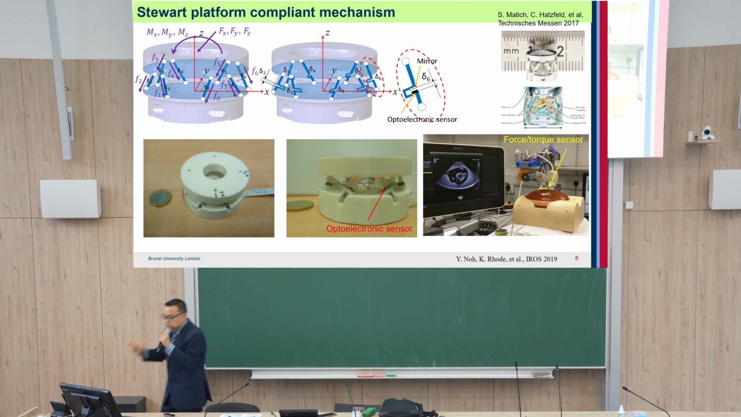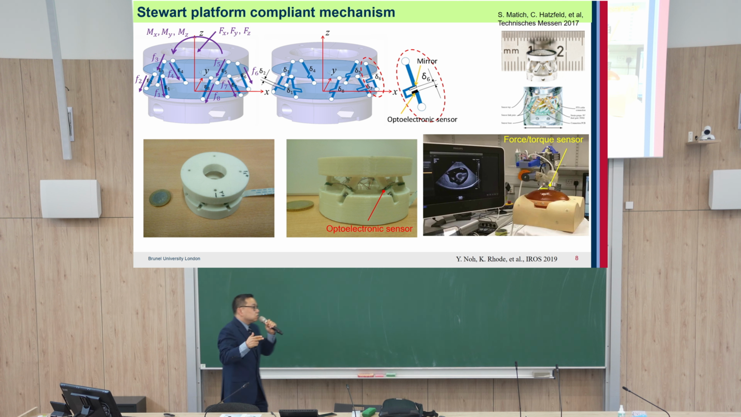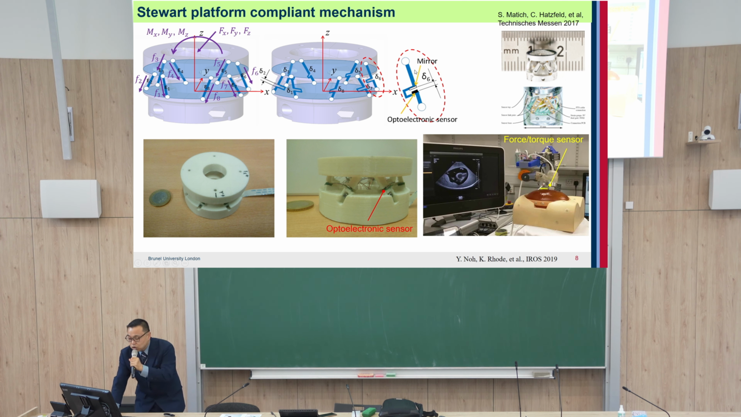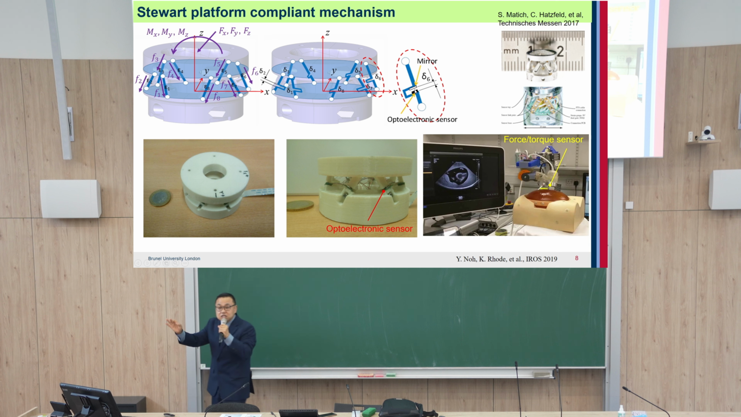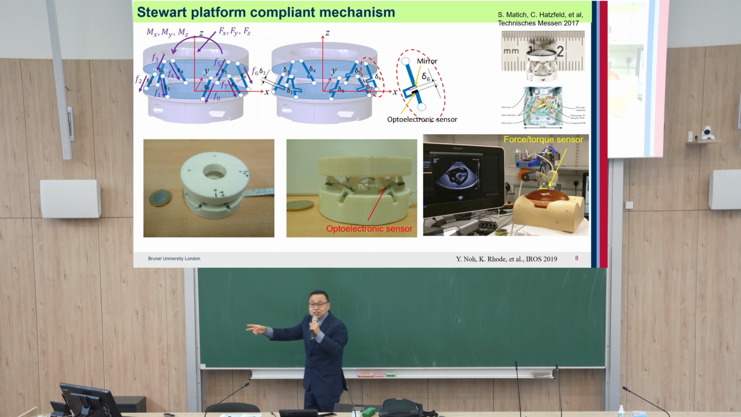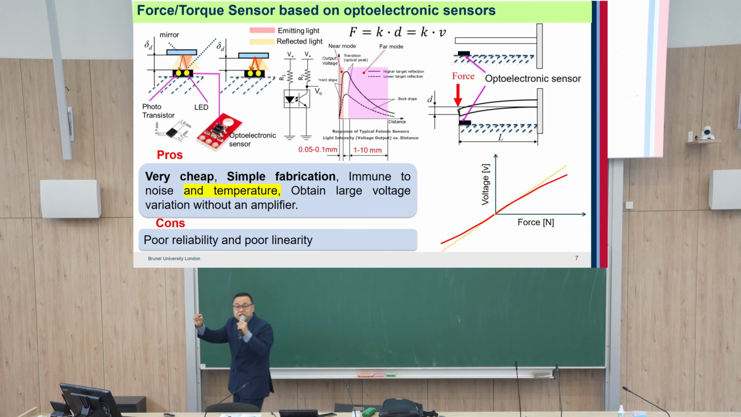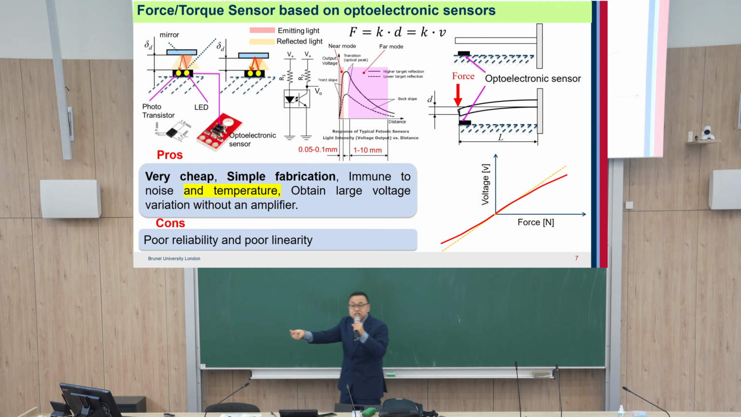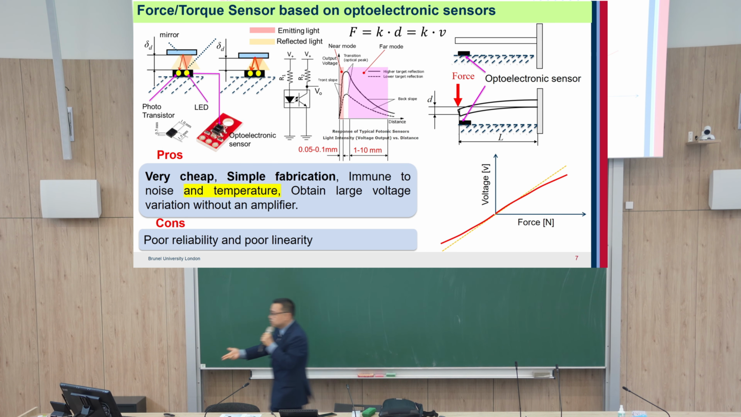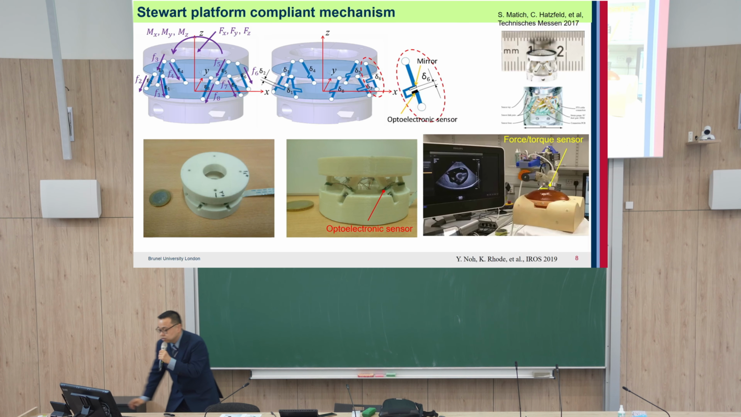However, with an optoelectronic sensor, it can measure displacement, not deformation. You remember here, it just measures the displacement, the deflection, not deformation. However, from the displacement, we can estimate deformation, right? So in this case, this is a very conventional 6-axis compliant mechanical structure.